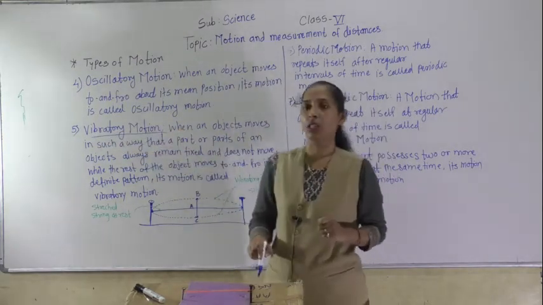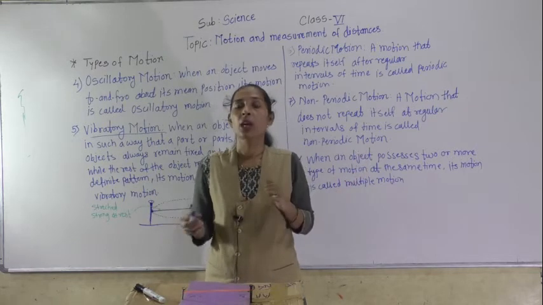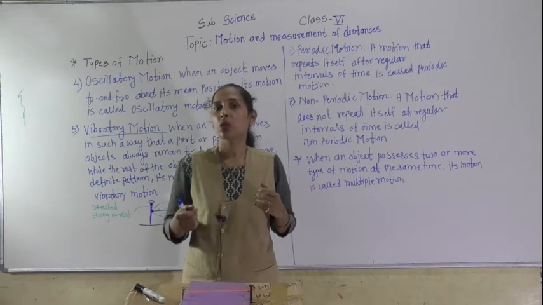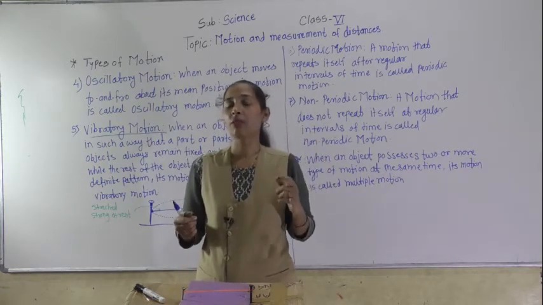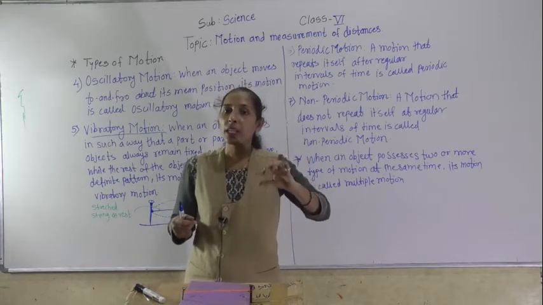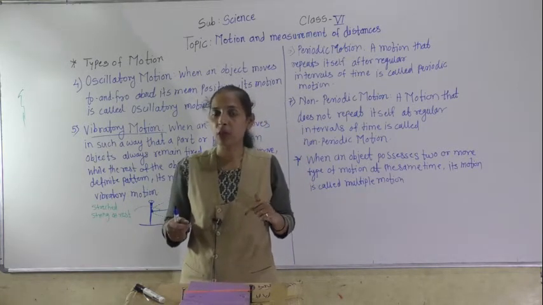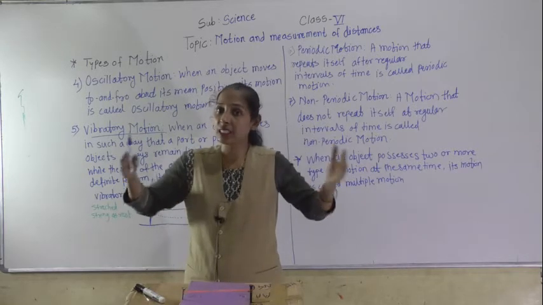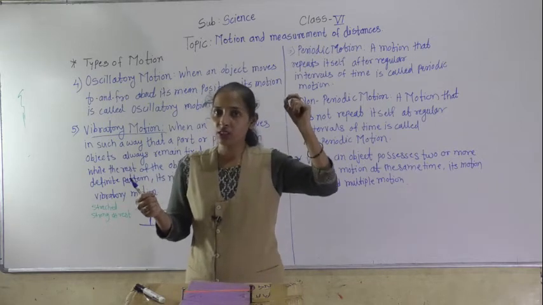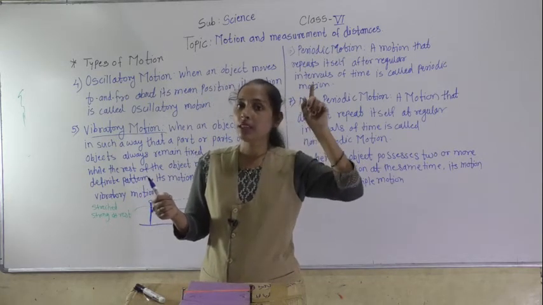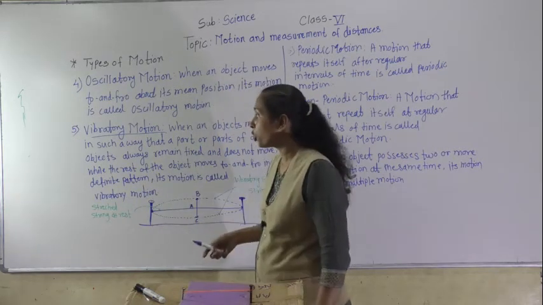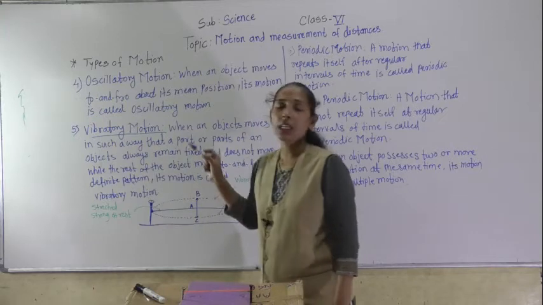Now we discuss the next type of motion, vibratory motion. What is meant by vibratory motion? You might have seen a sitar or a guitar. When you stretch the string of a sitar or guitar, only that string is moving, while the sitar or guitar itself does not. The string is showing vibratory motion.